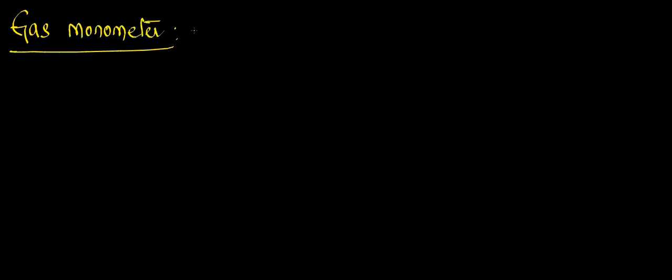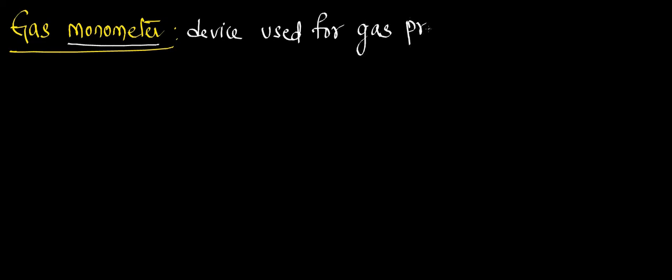Now we'll see the next instrument, that is the gas manometer. Barometer is used for measuring atmospheric pressure. Manometer is used for measuring liquid pressure. Gas manometer means a device used for measuring gas pressure. Suppose in a container oxygen gas is filled. You want to note down the pressure exerted by that oxygen gas. Then you have to use a gas manometer.